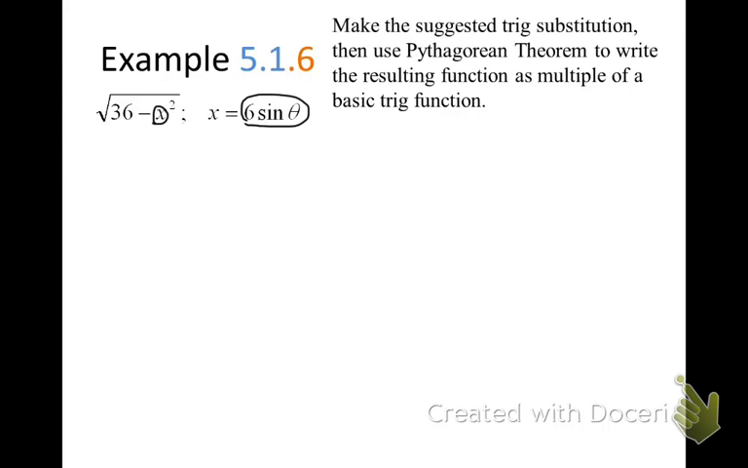Okay, so if I do that, I get the square root of 36 minus, and I'm plugging in 6 sine squared of theta, or I'm sorry, 6 sine of theta squared. So I need to, in that group, square both the 6 and the sine. So that will be 36 minus 36 sine squared of theta.